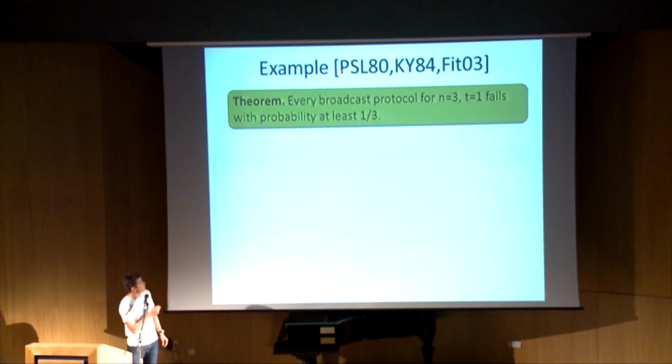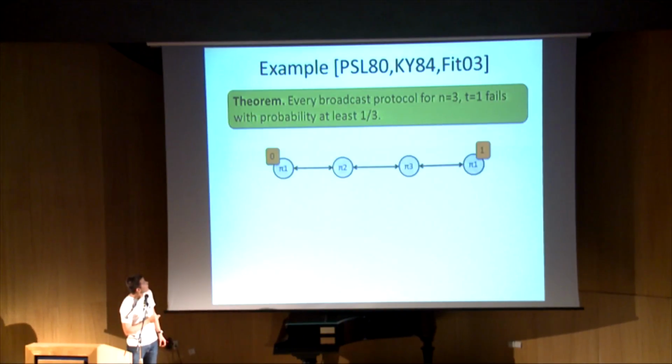This is the first statement: there is no broadcast protocol among 3 players and 1 corruption. I'm naming several works here, because the first paper where this was shown did not show it with this exact statement. It was shown that there is no broadcast protocol, but now we also want a stronger statement: every broadcast protocol will fail with at least this probability. This makes it stronger. As I said, we need to draw a picture.